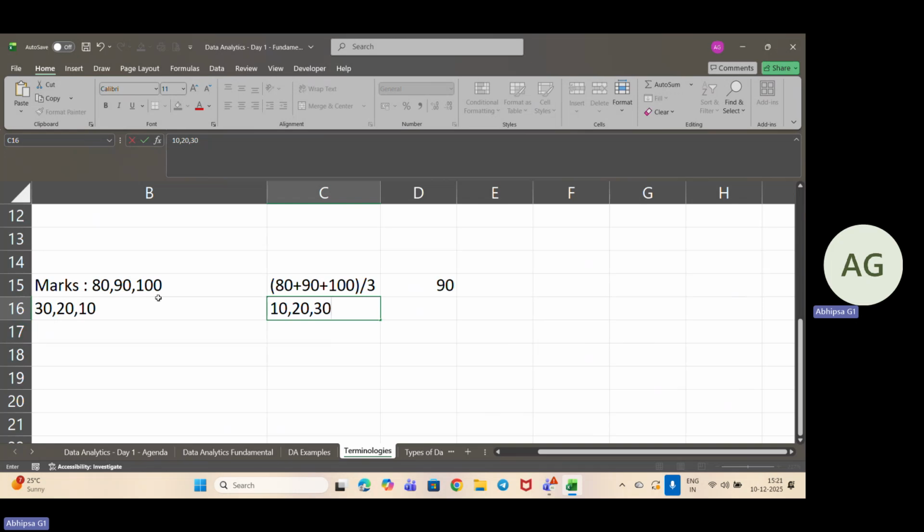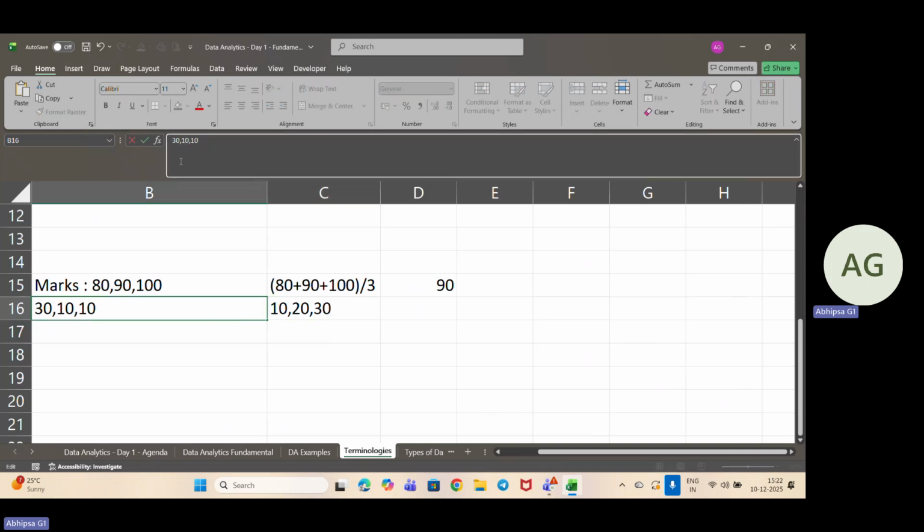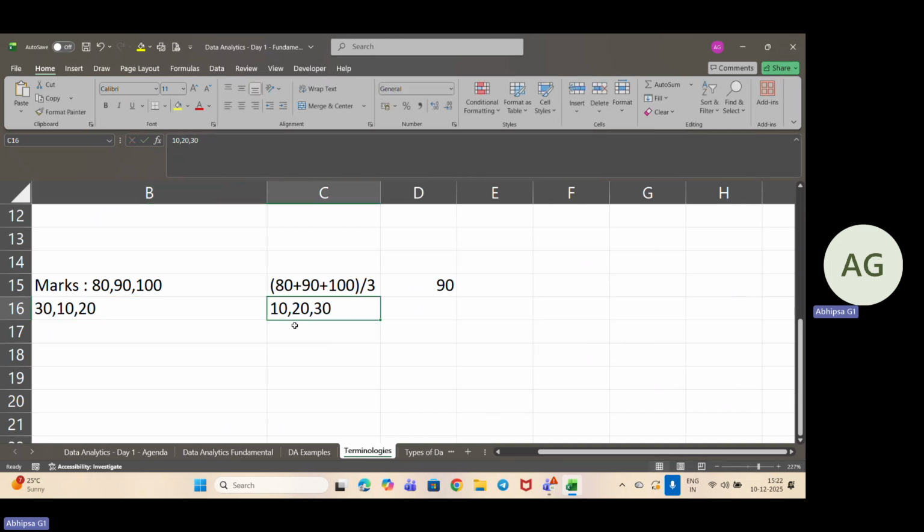Let's take it a bit different here so it is easily understandable. Let's just change the position of this to this. After sorting, we got this. Now, after sorting, we have to take the middle value. What is the middle value here? That is 20, right? So 20 would be the median.